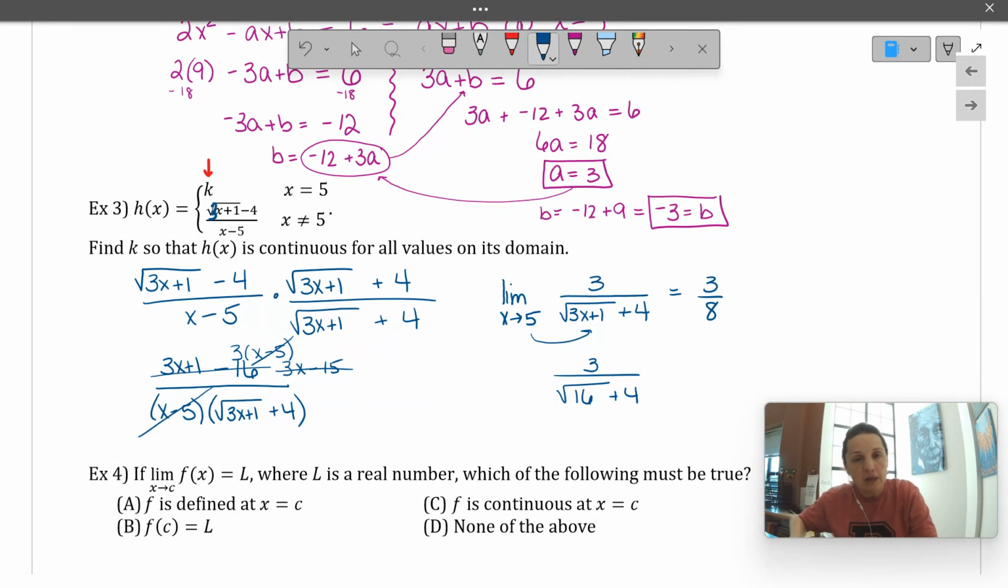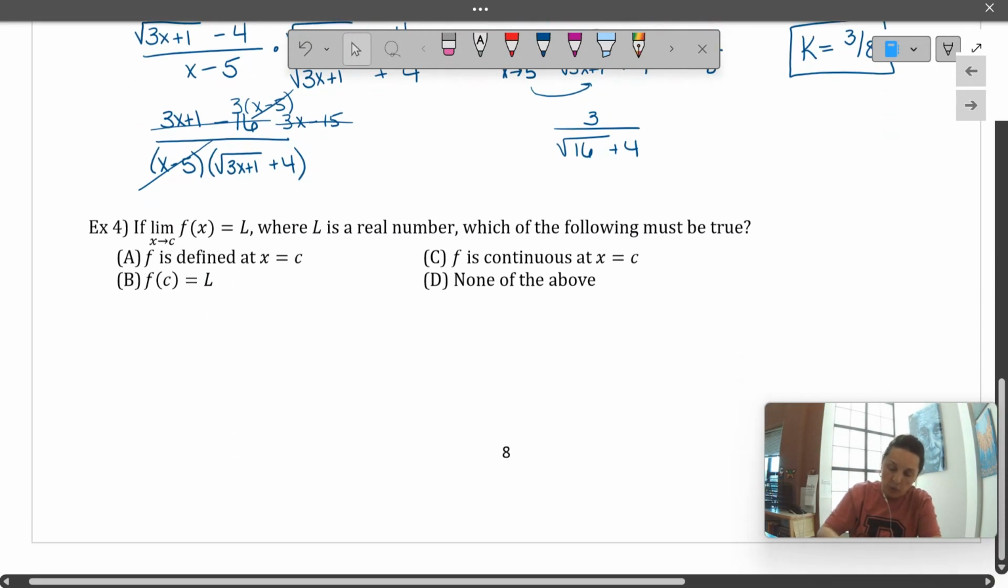So if the limit near 5 goes to 3/8, that means if k equals 3/8, I'm going to plug the hole that technically exists there. Okay?